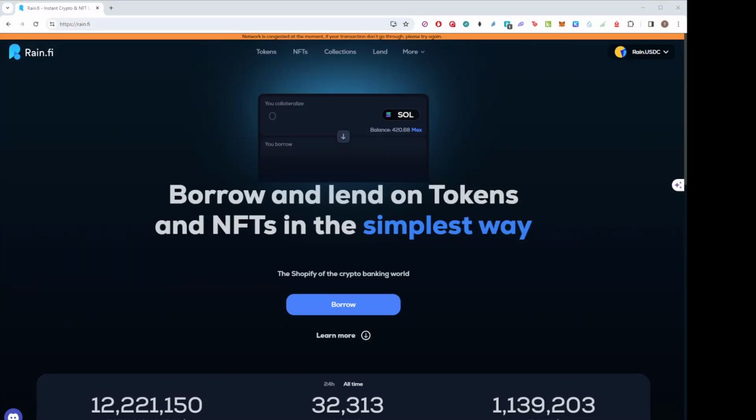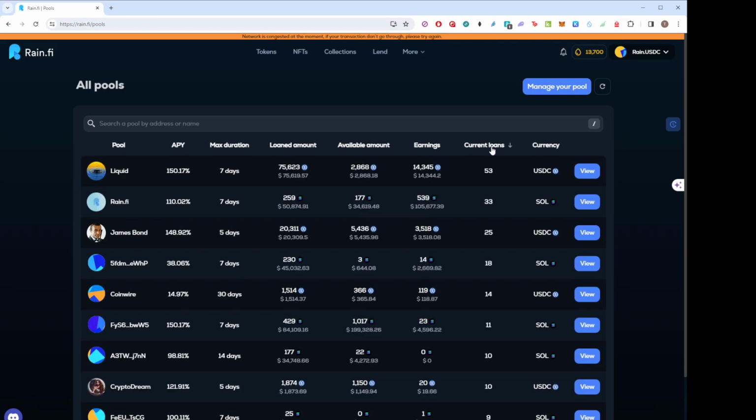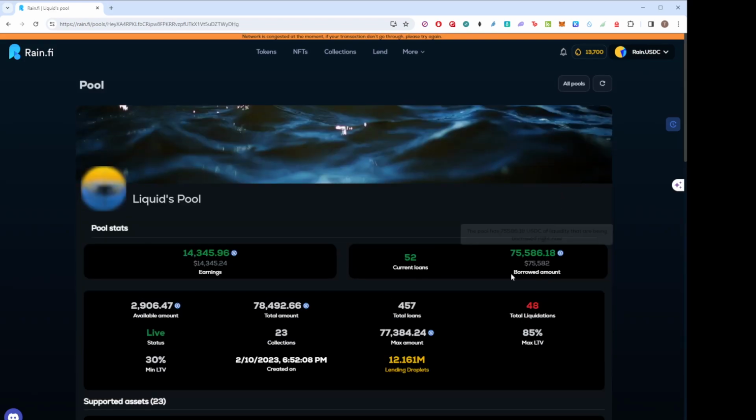Hello, hello. Rain just had a little update, so I thought I would share with you guys. Rain had an update that said any liquidations are going to be converted back into the currency, which is great for the long-term passive income. Let me explain what I mean by this.